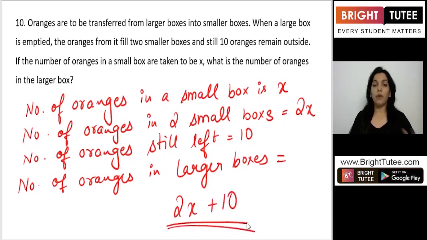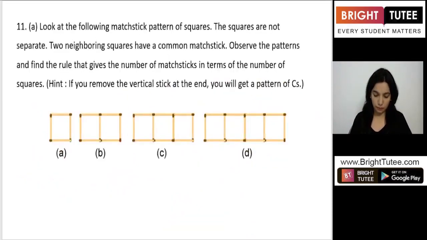So whatever will be the number of the large box, if you have put it into the smaller boxes, 2 are filled completely and still we are left with 10. So whatever be the number of small boxes, we multiply it by 2 and we add 10. This is the expression that is given for this particular statement.